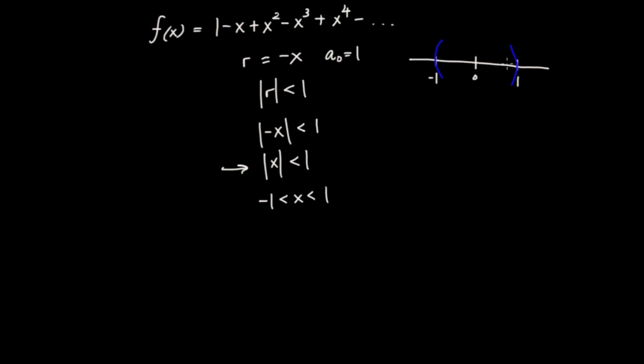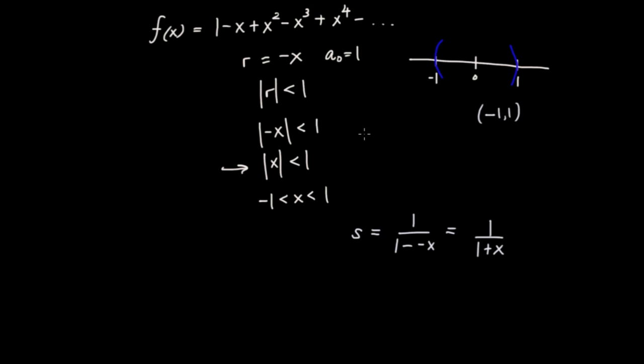Now the next thing to ask is, suppose I plug in one of these values in this interval. Another way of writing the interval would just be minus 1 to 1. Suppose I plug in something in this interval. How do I obtain the value? Now you can't sum up infinitely many terms in actuality, but you use your calculus knowledge, your knowledge of a geometric series. We found that formula that the sum of a geometric series is given by the first term, a naught, divided by 1 minus r. And r is minus x, so I get 1 minus minus x, which is equal to 1 over 1 plus x.